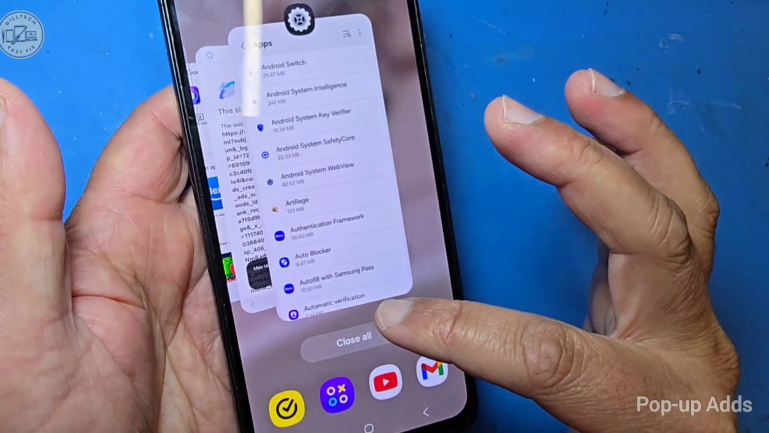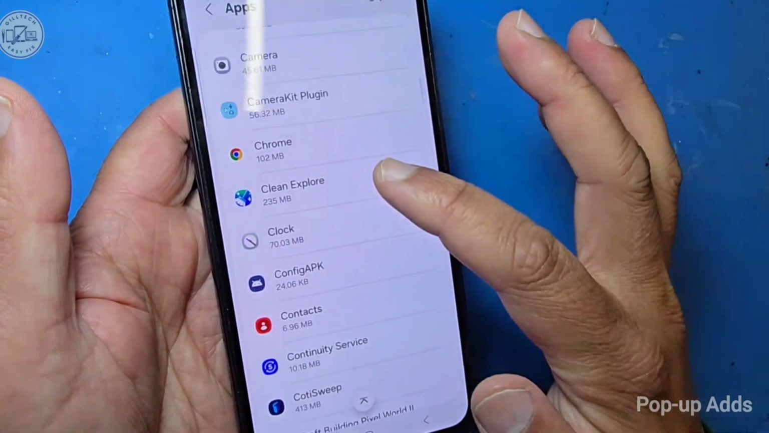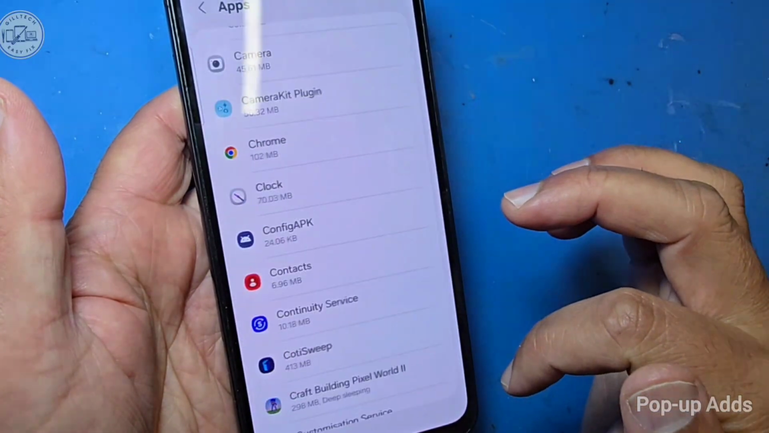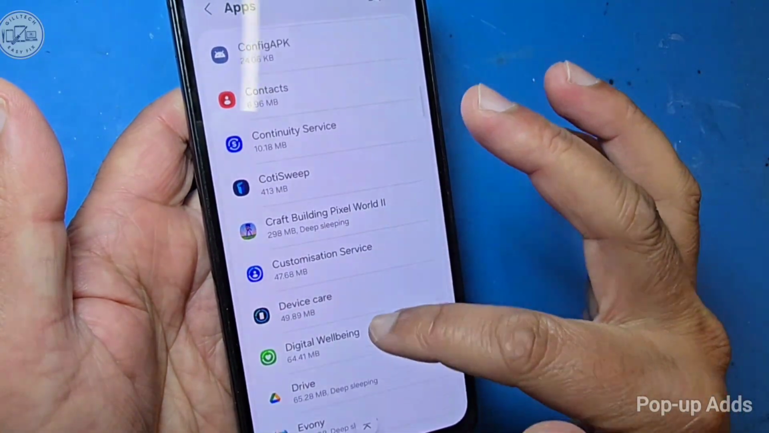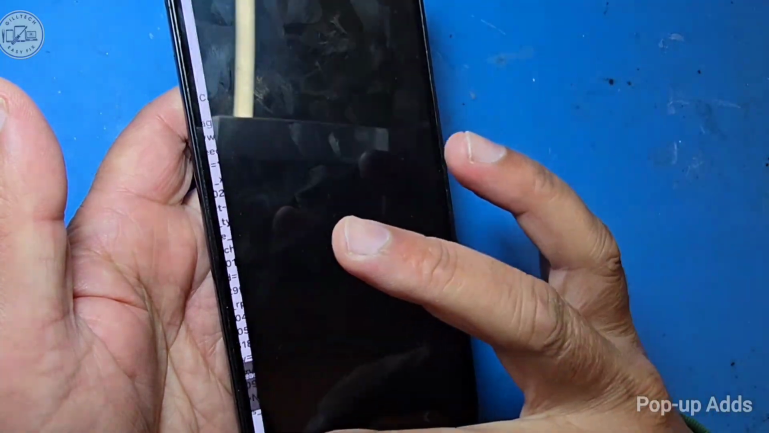Typically, I navigate to the application section to identify any unfamiliar apps and determine if advertisements are still appearing. Often these cleaning applications are the culprits, and I recommend uninstalling them as they frequently introduce such advertisements.